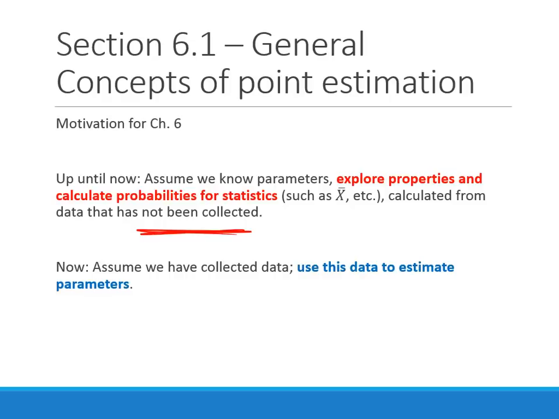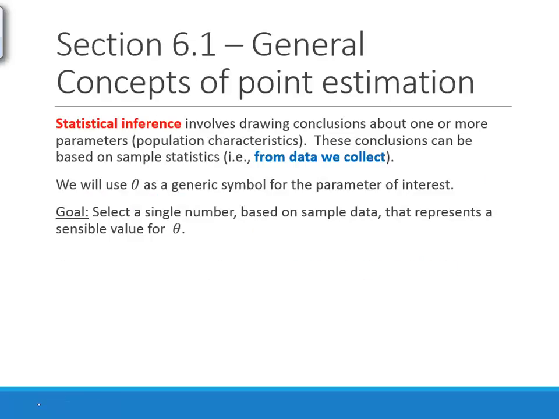So now here in Chapter 6 and moving forward, we're going to enter a more realistic situation where we're actually going to assume that we've collected some data and then use this data to estimate the parameters. So instead of just saying I know what lambda is or I know what mu and sigma squared are, I'm going to use information that I can collect to try to estimate what those things are. And that leads us to this idea of statistical inference. So this is now getting to the first page of your notes there.